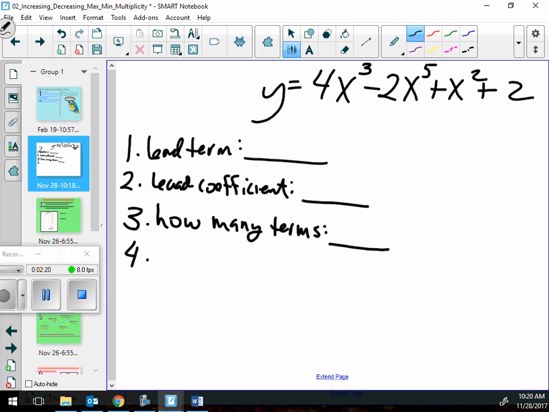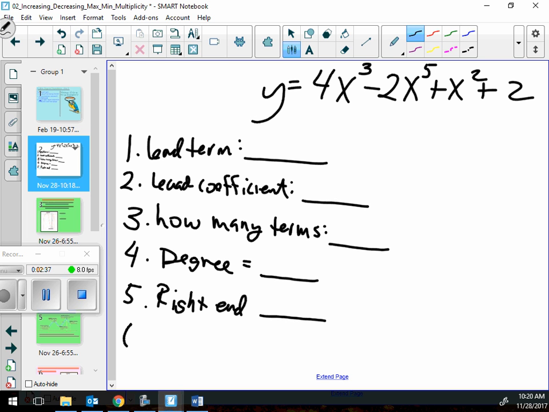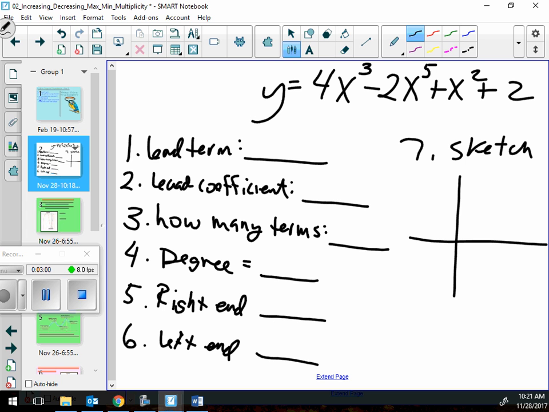Number 3, how many terms does it have? Number 4, what's its degree? Number 5, what's its right end look like? All you have to say is up or down. Number 6, what's its left end? I always start with the right end, and then I just decide, is my left end the same or different than that? So start with the right end. And last, number 7, lucky 7, is sketch it. What generally does it look like?